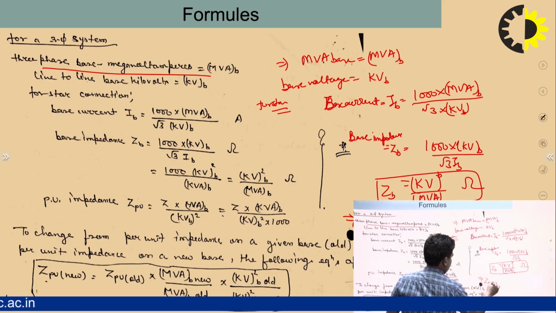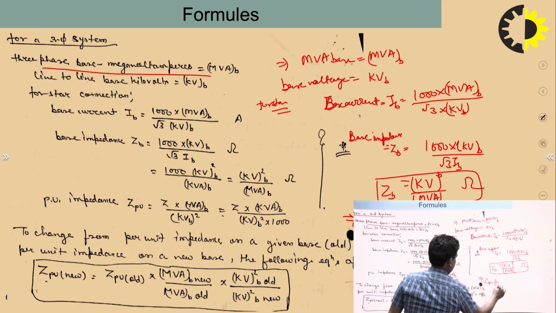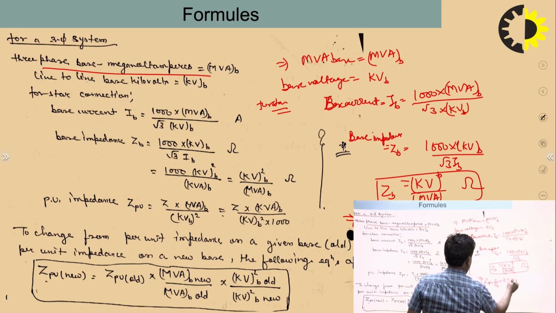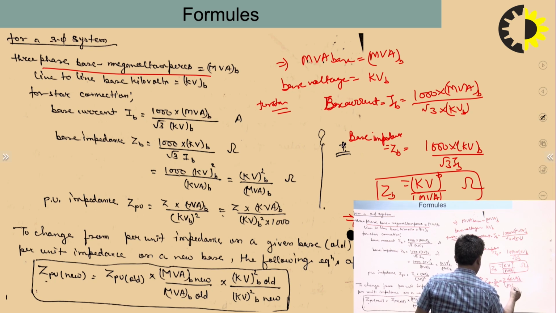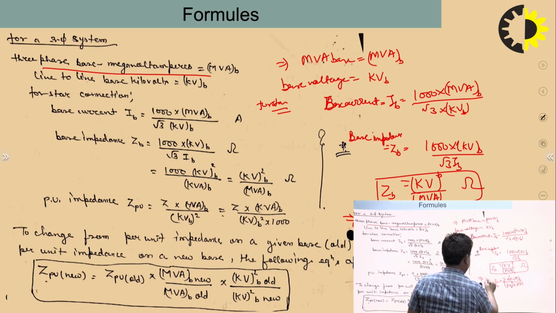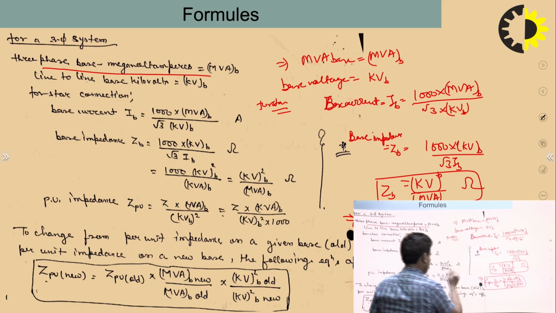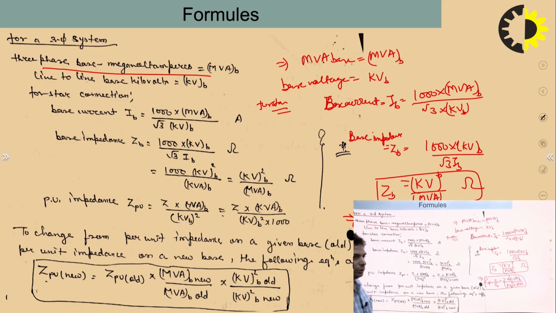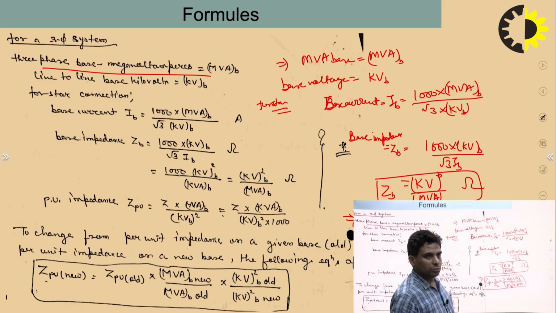Then Z per unit is equal to Z upon ZB. So simply, that is Z into kVAB upon kVB square into 100. So that is the formula for the per unit calculation.